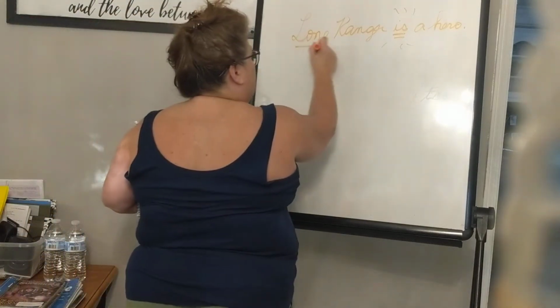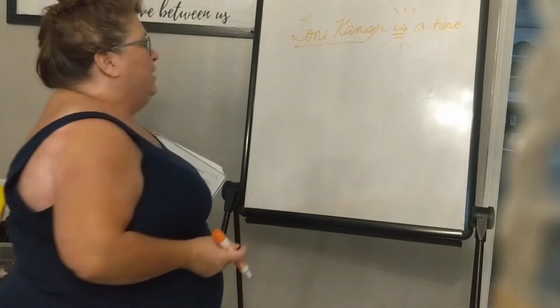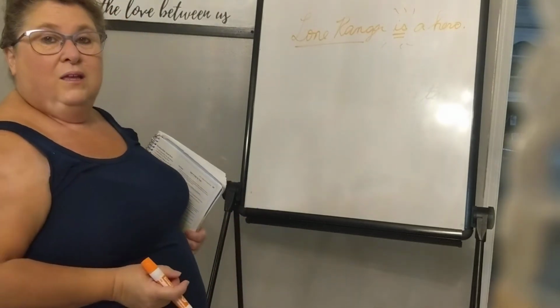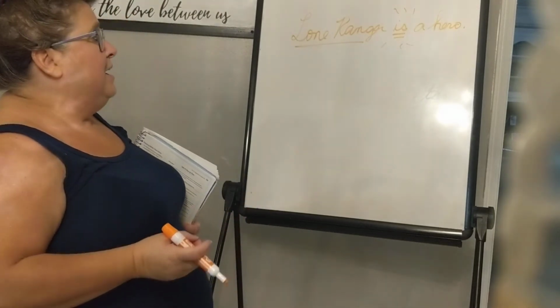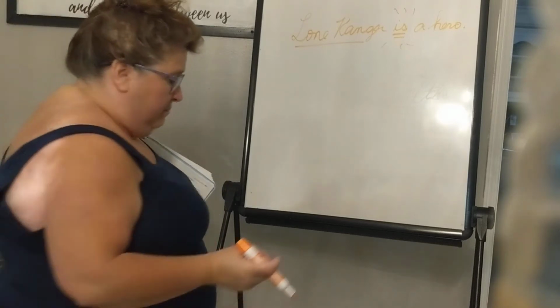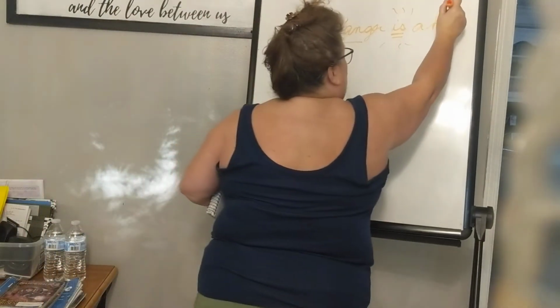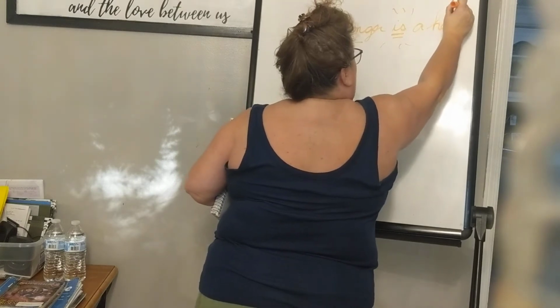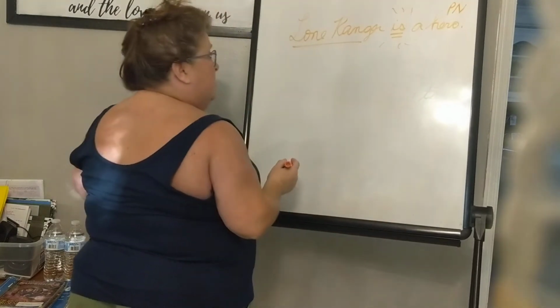Who or what is Lone Ranger? Lone Ranger is who or what? Hero. He is a hero. So hero and Lone Ranger is the exact same thing, following a linking verb, and is renaming our subject. So hero is a predicate nominative.